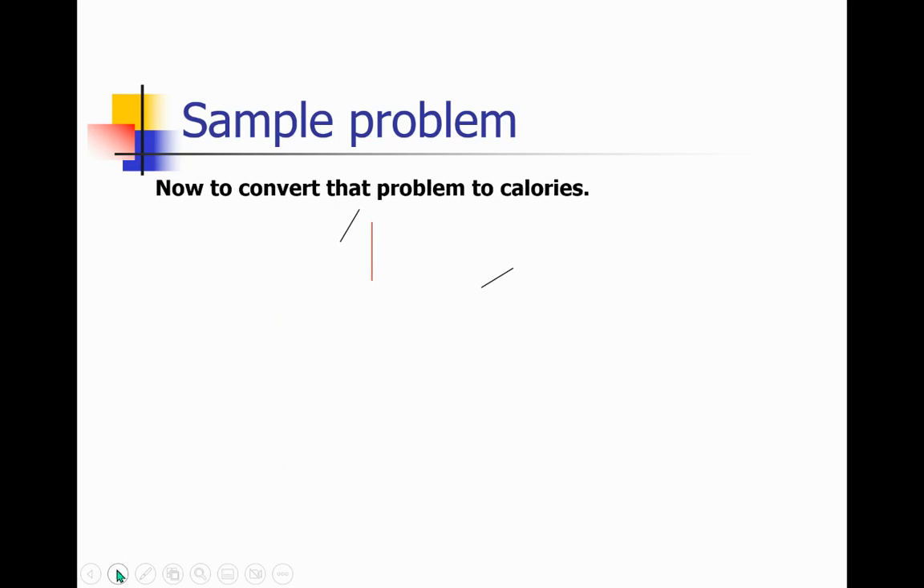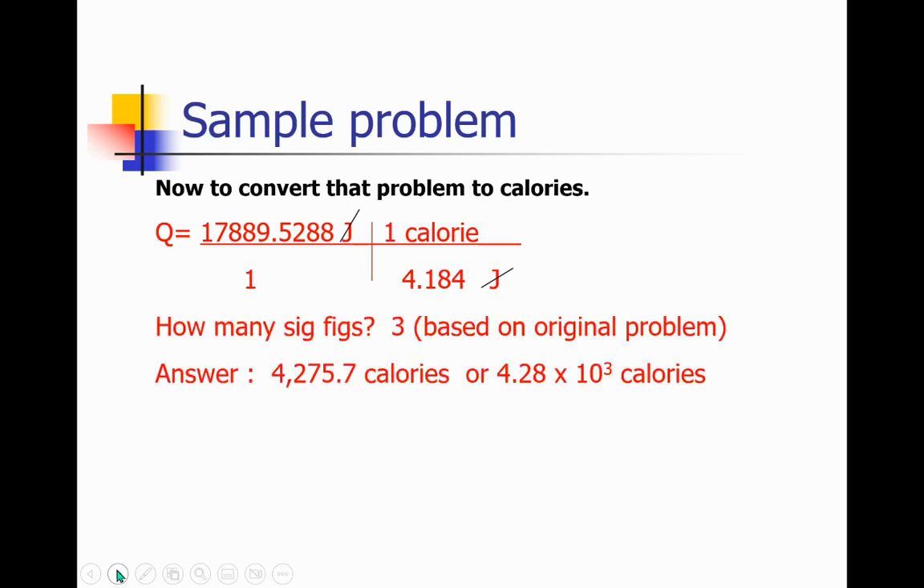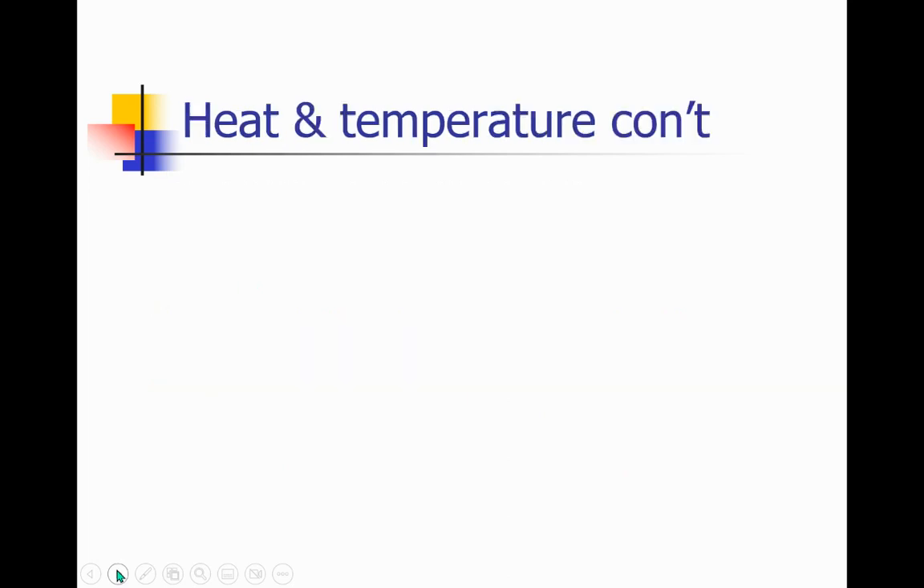Now let's convert that problem to calories. Remember, our conversion factor is there's 4.184 joules in 1 calorie. To cancel joules out, I'll put it on the bottom, and it goes with its 4.184. Still going to answer in 3 sig figs.